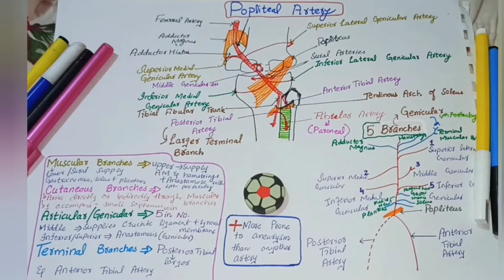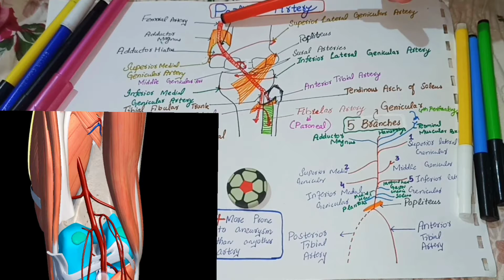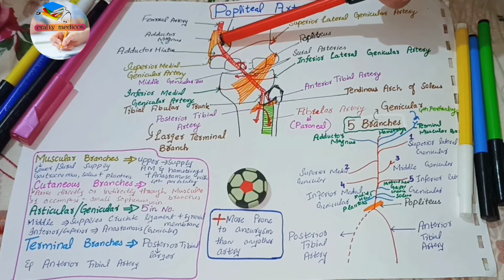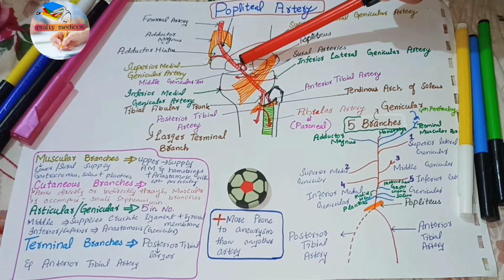Today we will learn about popliteal artery. Popliteal artery is the continuation of the femoral artery and it begins at the opening in the adductor magnus or hiatus at the junction of the middle one-third and lower one-third of the thigh. It runs downwards and laterally to reach the lower border of the popliteus.